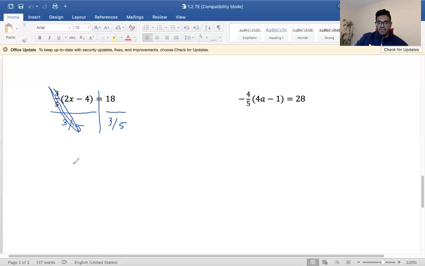And so what am I left with? I'm left with just 2x minus 4 equals, now I have 18 divided by 3 over 5. It's a good review for your fraction math. 2x minus 4 equals 18 over 1. And when you're dividing by a fraction, you are just multiplying by its reciprocal.